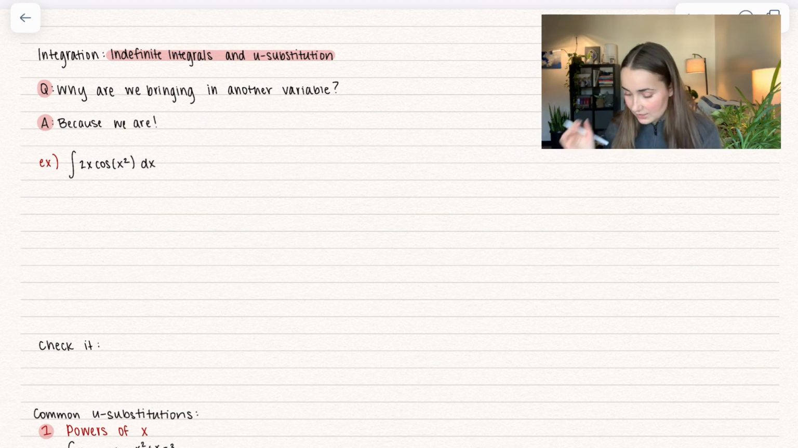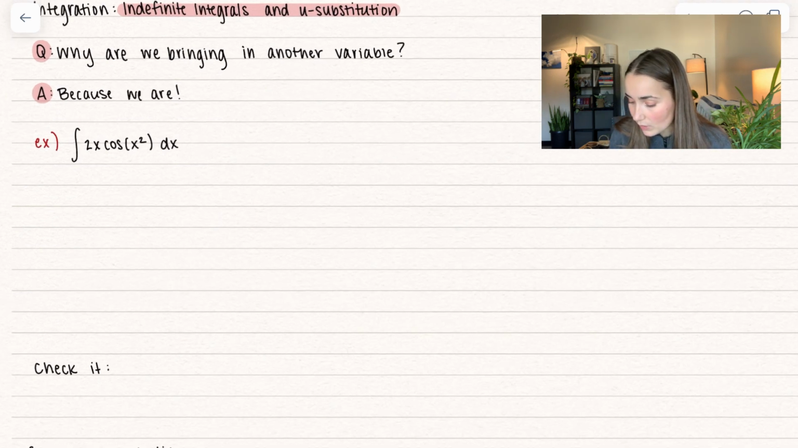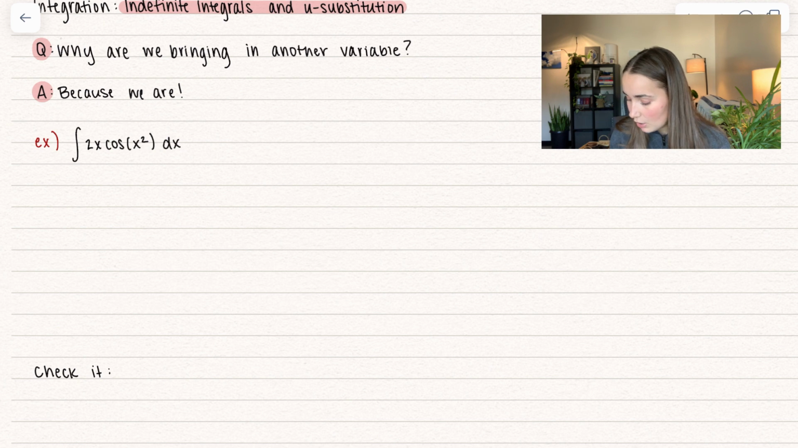So let's look at our example here. We have the integral of 2x cosine of x squared. So notice here that we have multiple variables going on here. We have this 2x on the outside, and then we have cosine of x squared right here. We don't know how to integrate this yet. And it looks very complicated, but that's why we use U-substitution.